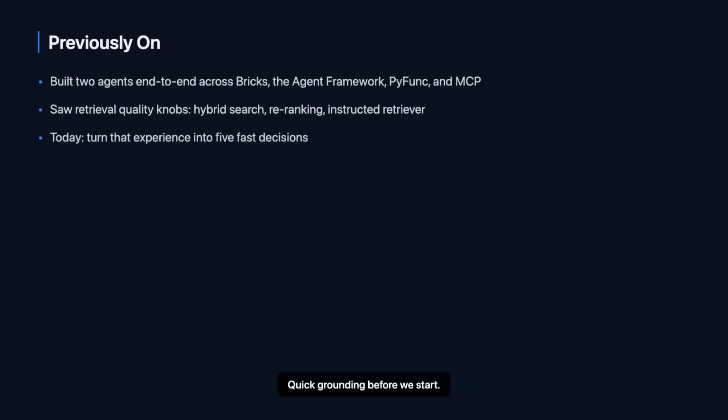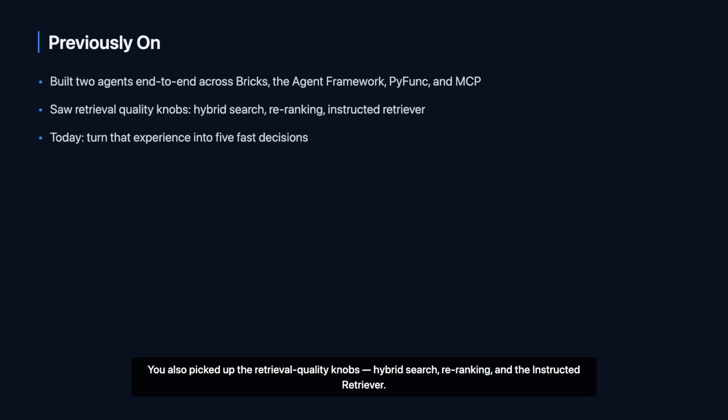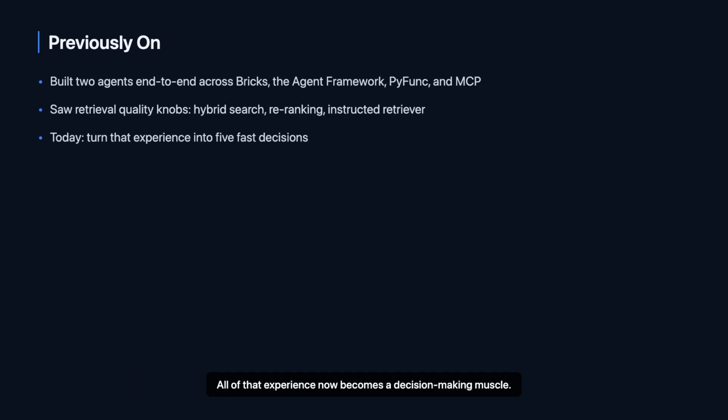Quick grounding before we start. Across the last few episodes, you built 2 agents end-to-end through Agent Bricks, the Mosaic AI agent framework, PyFunk registration in Unity Catalog, and MCP tool servers. You also picked up the retrieval quality knobs, hybrid search, re-ranking, and the instructed retriever. All of that experience now becomes a decision-making muscle.